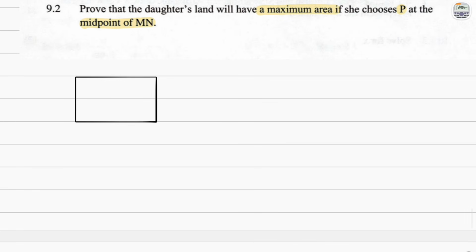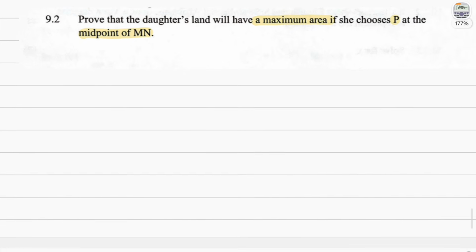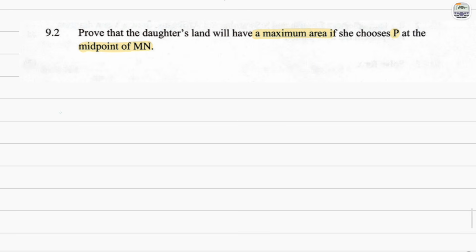And this maximum should happen at the midpoint. So in this question, we can either choose to find out where exactly that maximum area happens, or we can find the midpoint first. And then if they match, it means that the maximum area does happen at the midpoint. So let's look at what the midpoint is so that we know what we should get. Let's find the midpoint of that line.